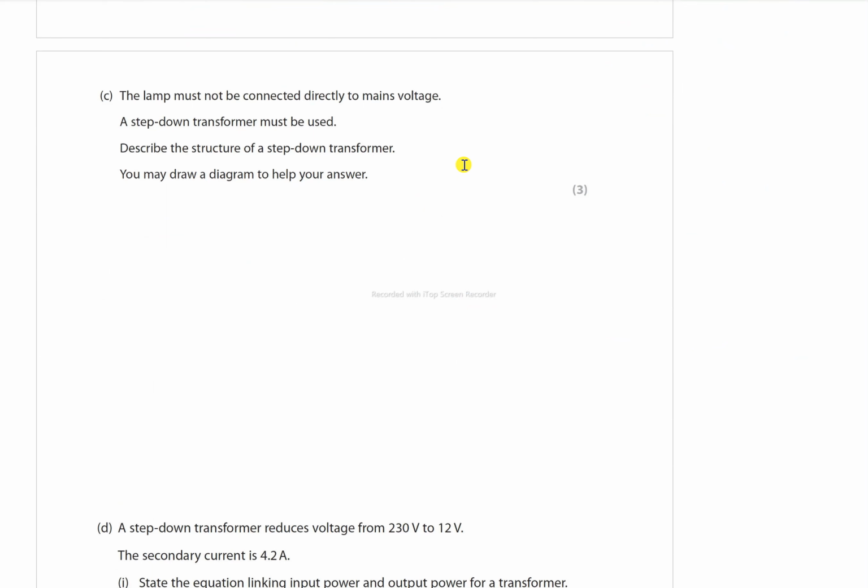Right, okay, this is the one. The lamp must not be connected directly to the mains voltage. A step down transformer must be used. Describe the structure of a... Oh, okay, this is the one that I was on about. So let's draw it from memory. So we've got a soft iron core.